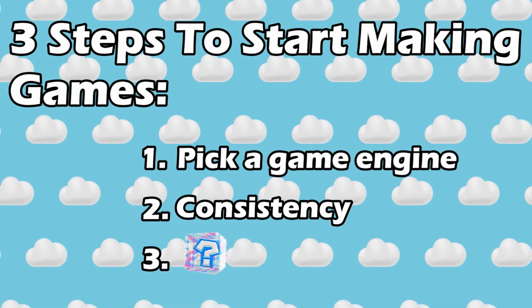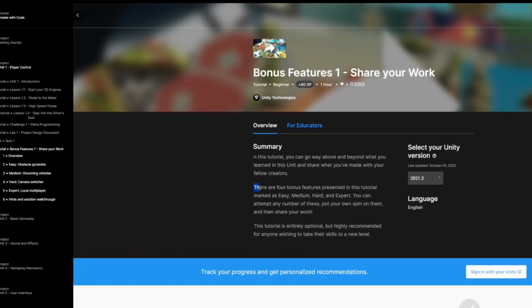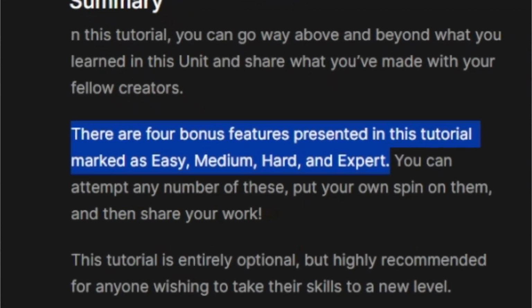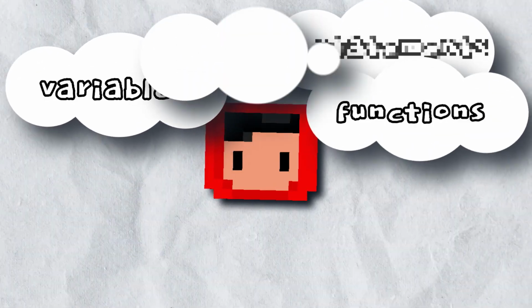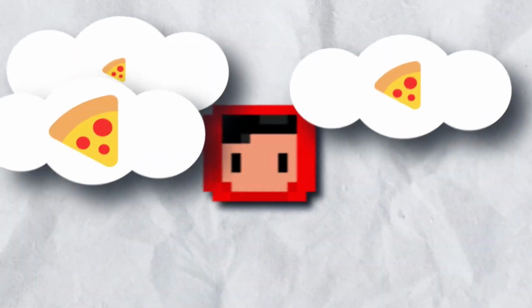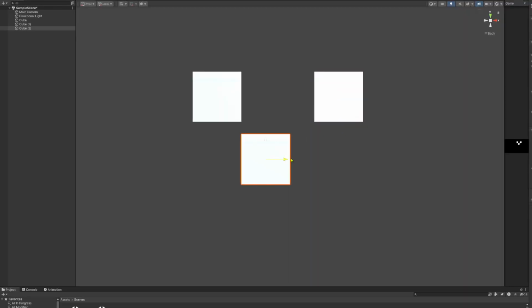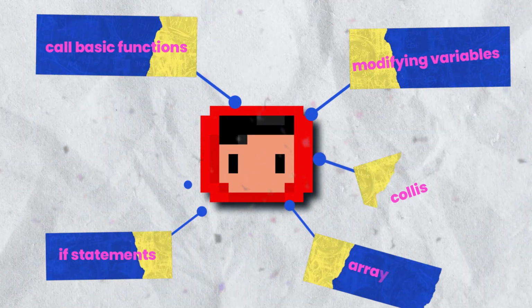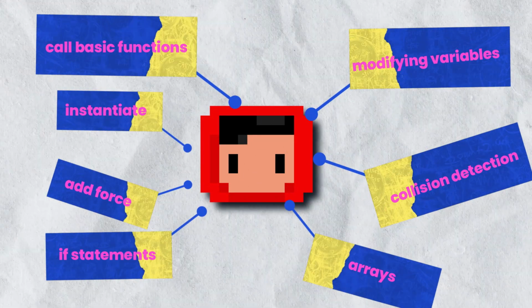Step three, practice. This course has bonus features that would create challenges for yourself and embeds what you have done previously into your brain. Variables, functions, Unity, pizza. So if you're feeling really invested, then go for a harder challenge and make something new, but within your current skill set. The best way to do this is to write down what you can currently do right now in Unity and then put it to practice.